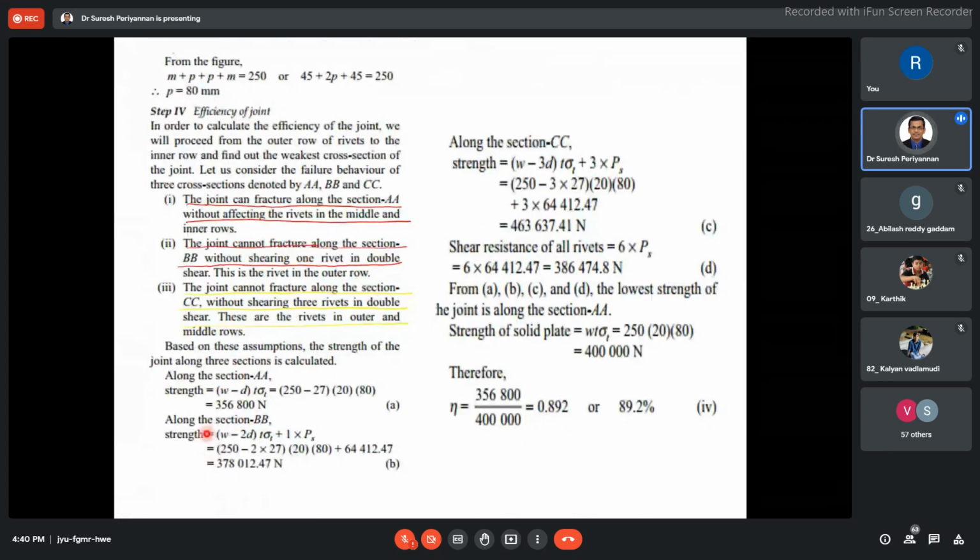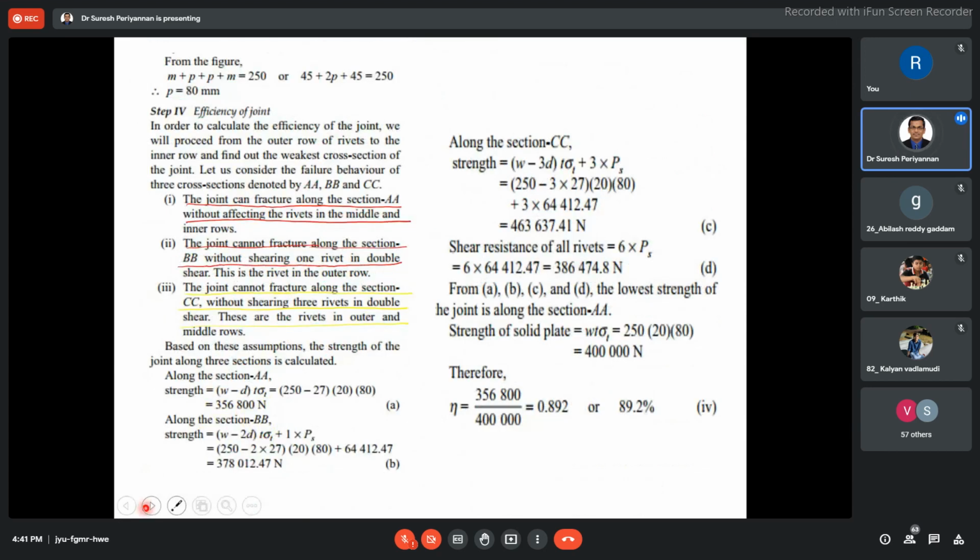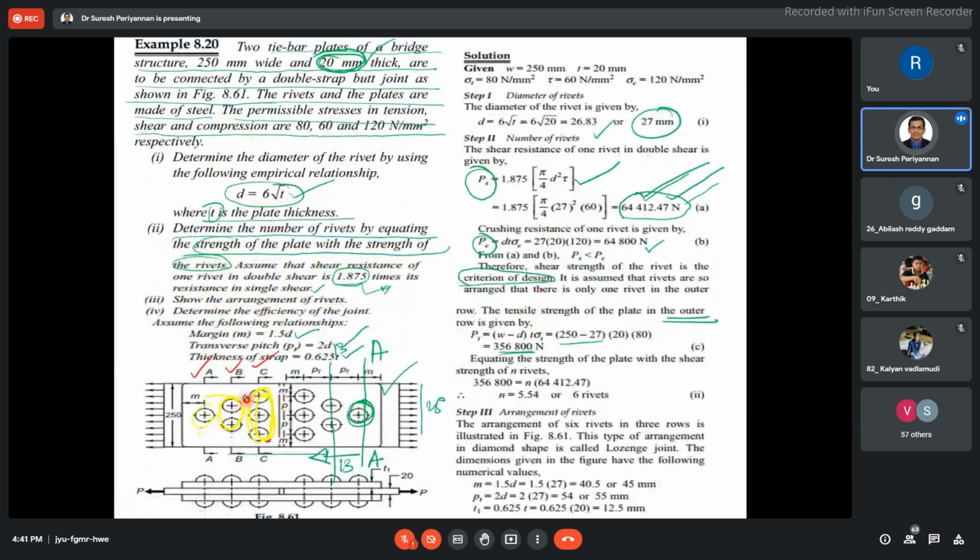Based on the assumption, we are going to calculate the strength of the joint along three sections. Along the section AA, what is the tensile strength? (W minus D) into T into sigma T. This is the tensile strength of the joint, a single joint with a single rivet. Now I am taking the section B.